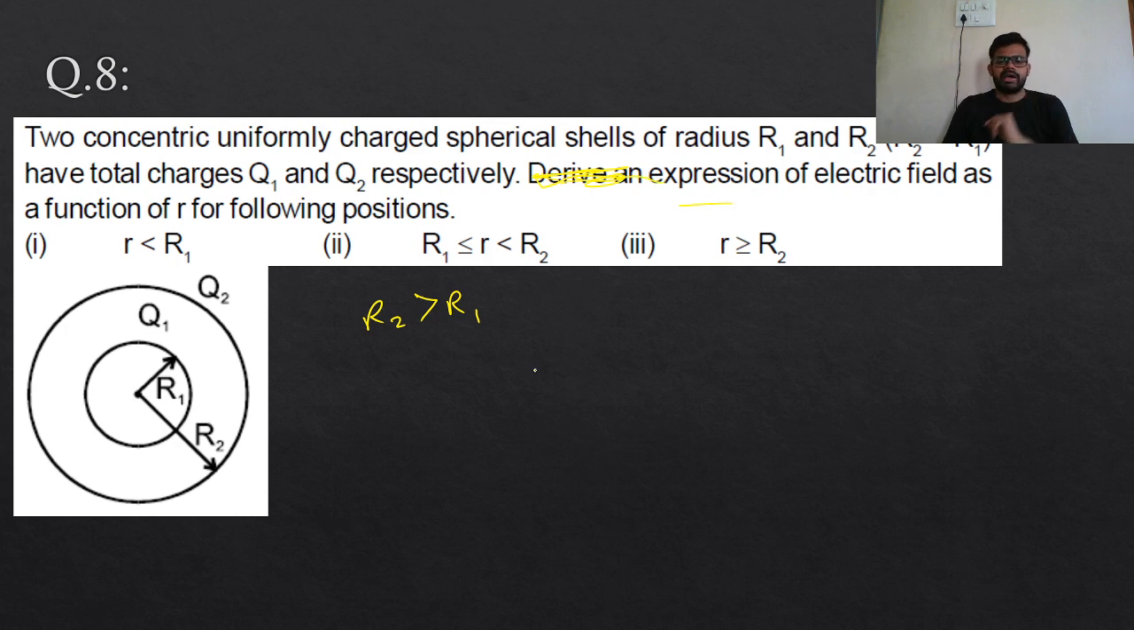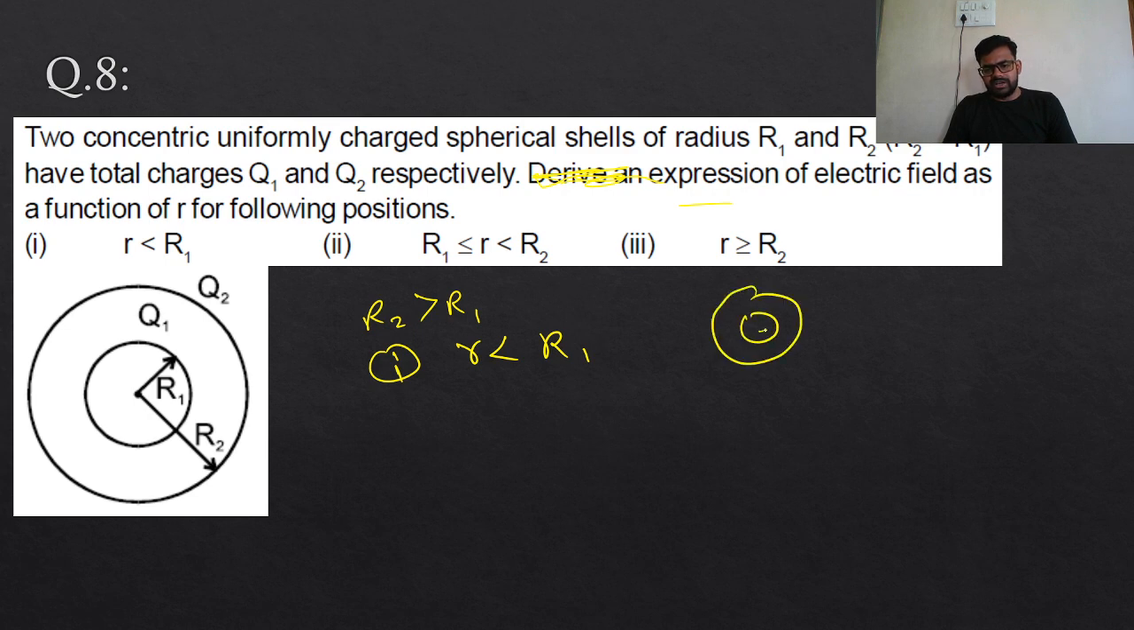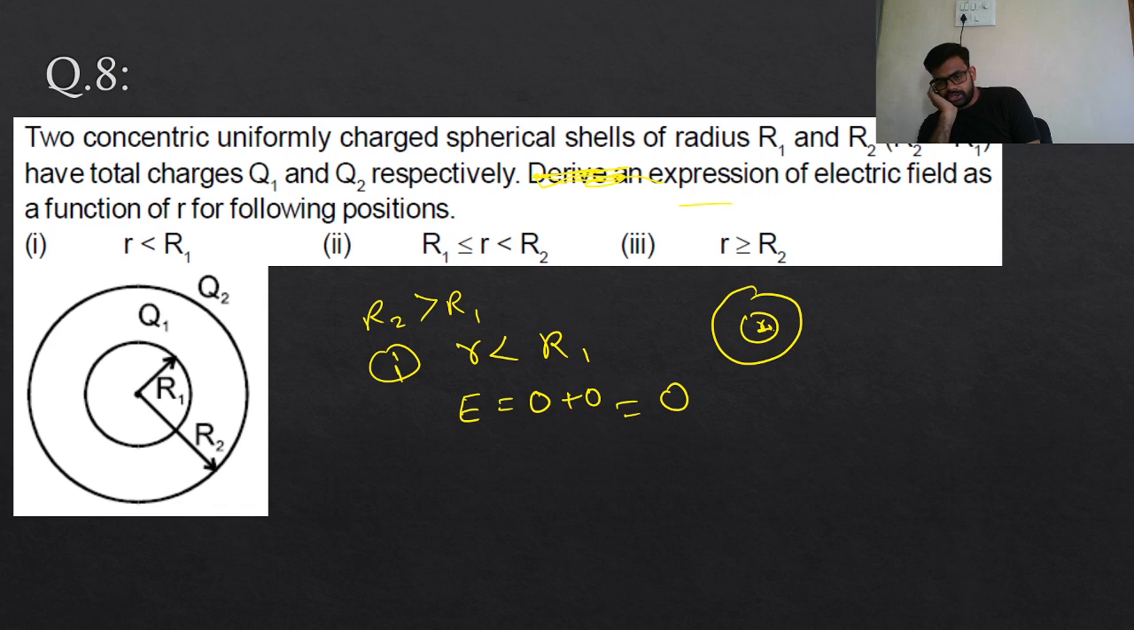First, r is less than R1, which means the point is inside the small shell. So what will you write? E is equal to 0 because of the outer shell and 0 because of the inner shell. Because of both the shells it will be 0, finally 0. Why? Because it is inside both the shells, so there will be 0 electric field.